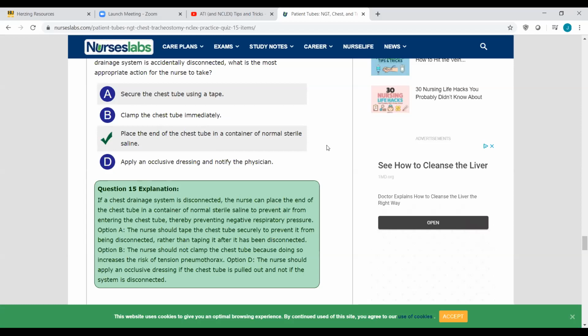Now, if the chest tube itself came out completely from the patient, then D would have been correct. So if that's the case, you're worried, hey, this lung's collapsed now because the whole thing came out. So you would want to put an occlusive dressing over that and then notify the physician right away.